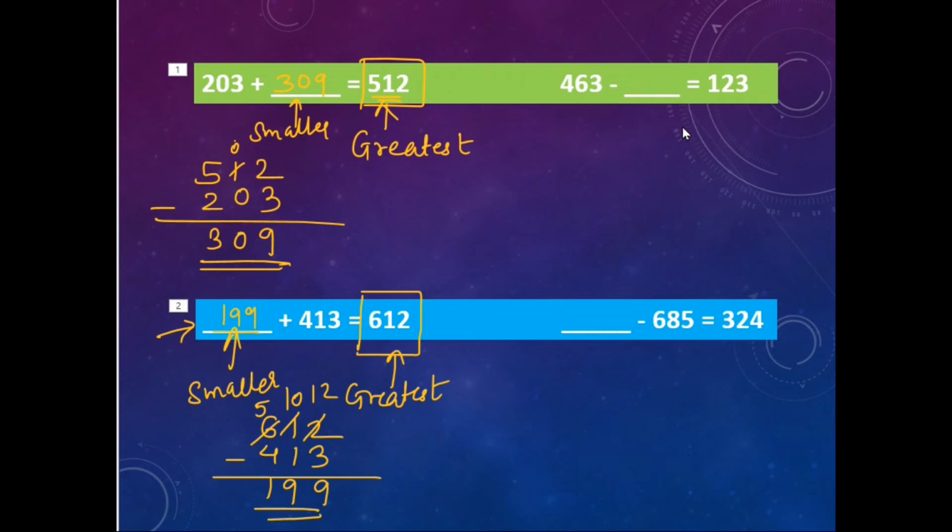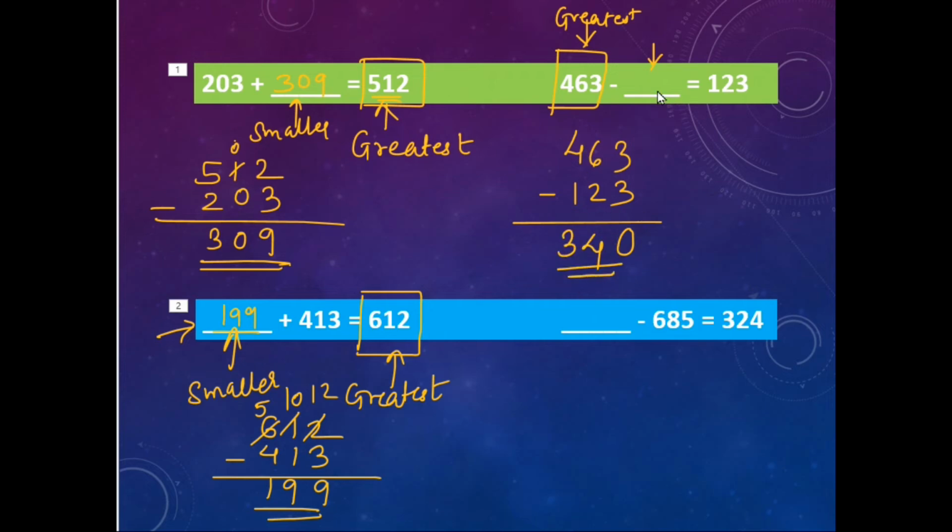Now we have seen that in subtraction, always the first number is supposed to be the greatest number. So here your greatest number is present. That means the smaller number is missing. So again, to find the smaller number, we will subtract the two numbers which are present in the question. So 3 minus 3 is 0, 6 minus 2 is 4, 4 minus 1 is 3. So 340 is your answer here.